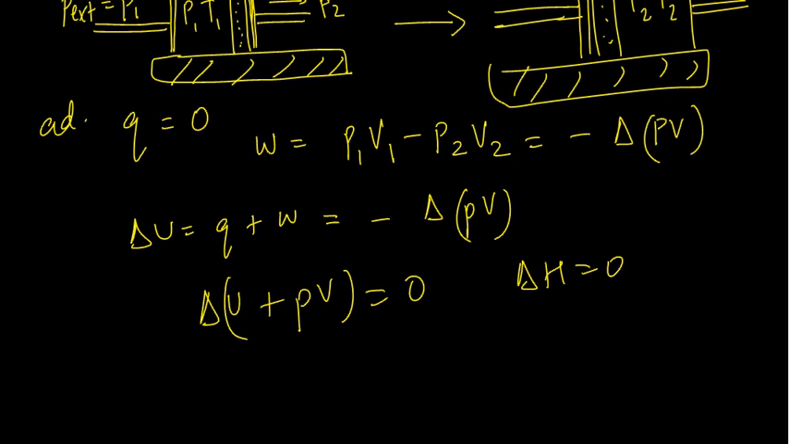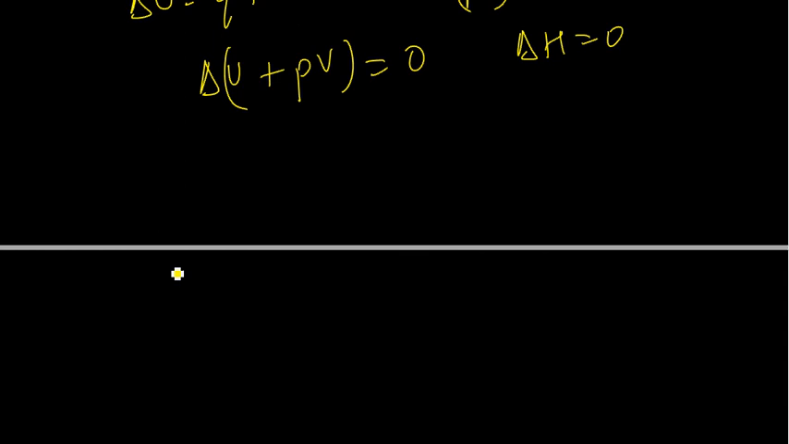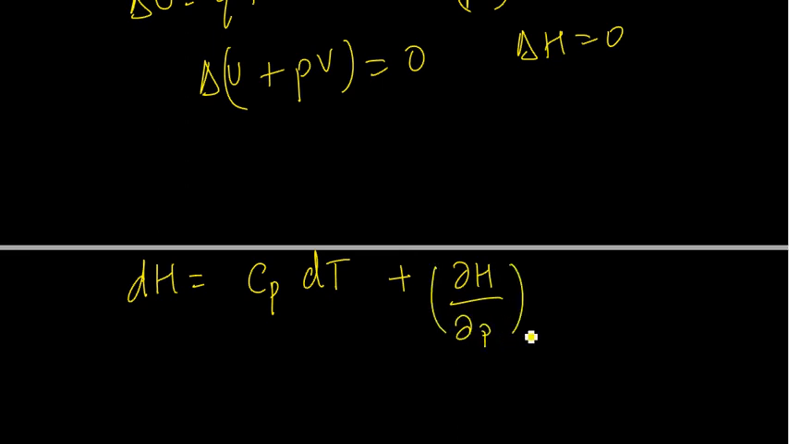Now, do exactly the same thing that you did for dU. Just write dH is equal to del H by del T, which we already know is Cp, times dT, plus del H by del P at constant temperature times dP, and this is equal to 0.